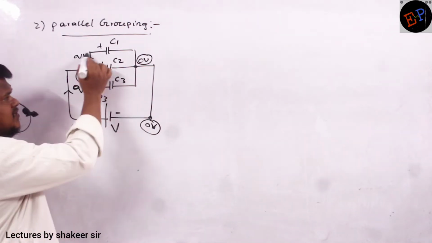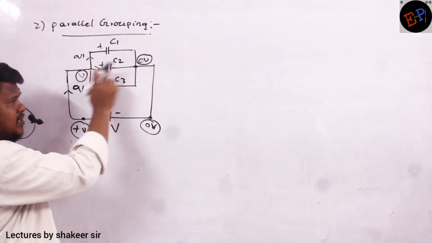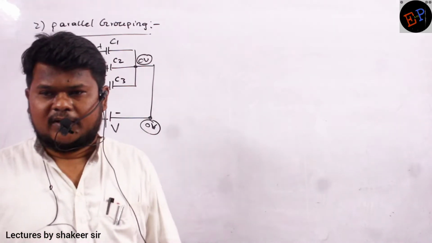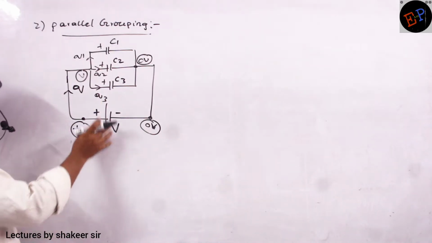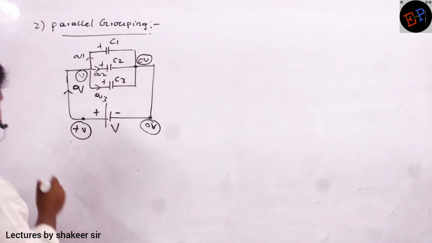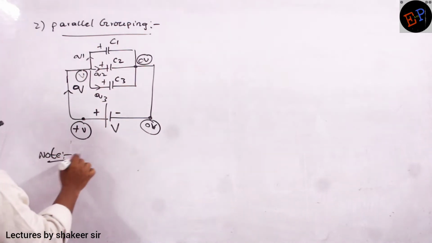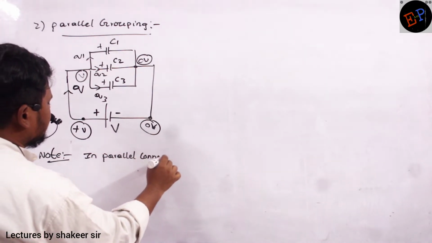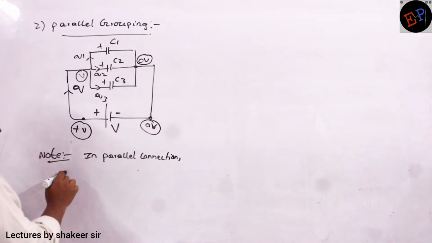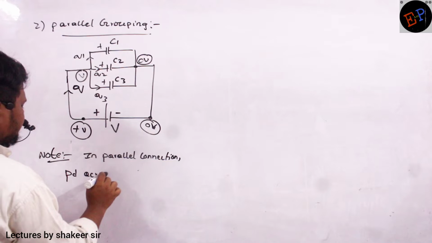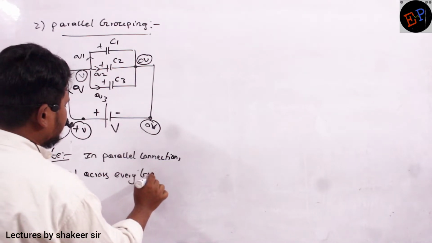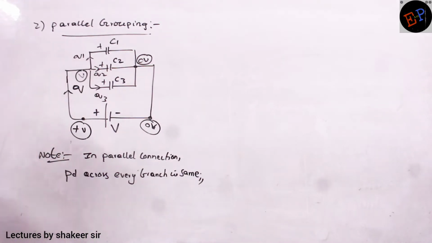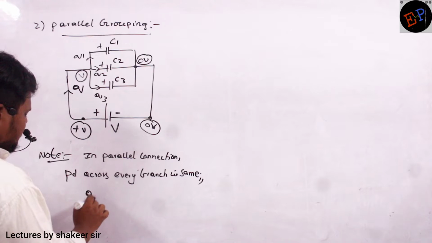Okay? Across the first branch, potential difference is V. Second branch, potential difference is V. Third branch also potential difference is V only. Clear? So in parallel connection, potential difference across every branch remains the same. Make a note of that point. So in parallel connection, potential difference across every branch is the same. Potential difference may be the same, but the charge is distributed.